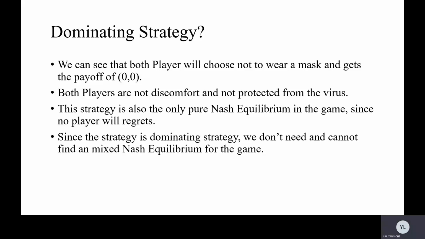And since the strategy is a dominating strategy, we don't need to, and we cannot, find a mixed Nash equilibrium for the game. This is obviously true because a dominating strategy means that the players will choose the dominating strategy with a probability of 100%. So no matter what, they will choose the dominating strategy. So we cannot and we don't need to find a mixed Nash equilibrium for the game.